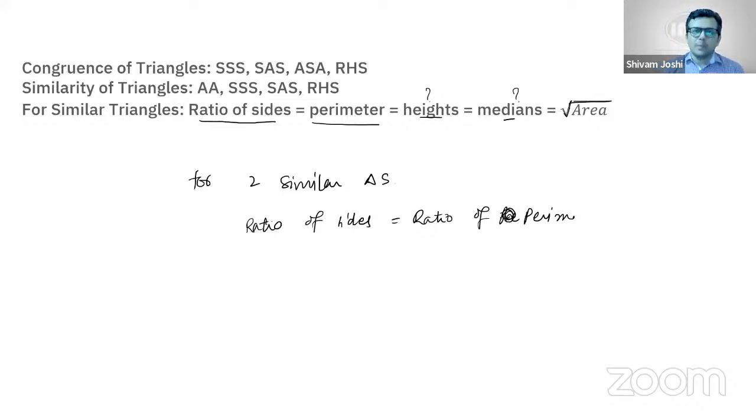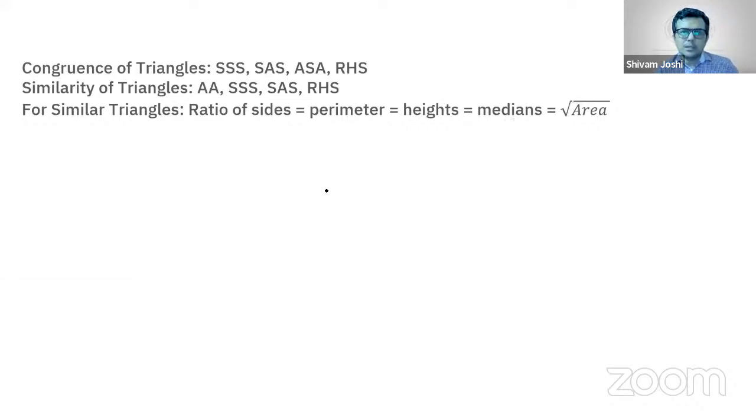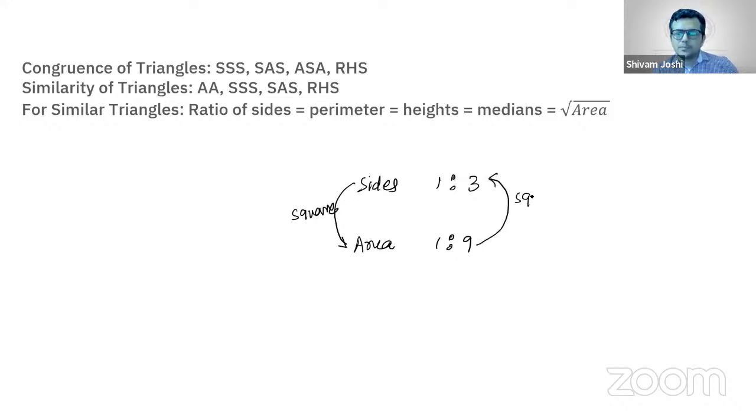So how are you going to remember this? Suppose if I tell you that there are two triangles having a similarity ratio of sides as let's say 1:3, then the ratio of area should be the square of the ratio of sides, which is 1:9, right? So from side to area, you are always taking the square. For area to side, you are taking the square root.